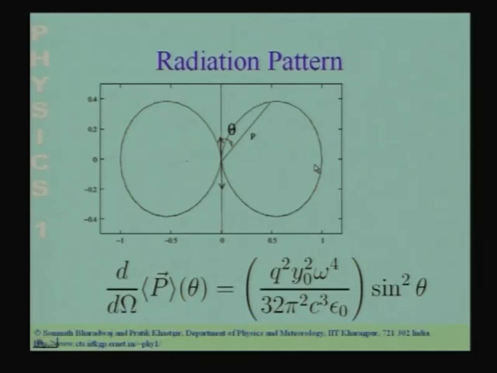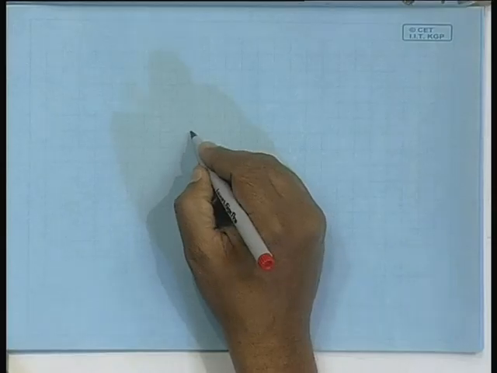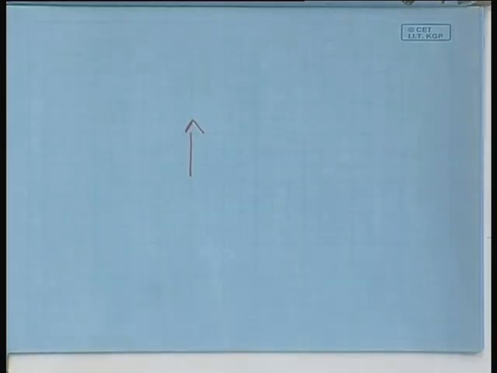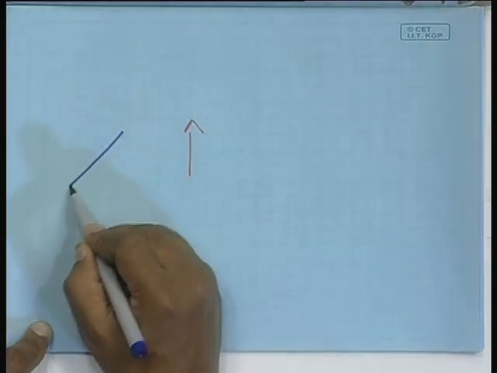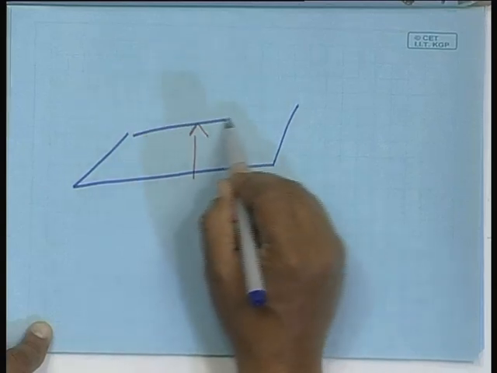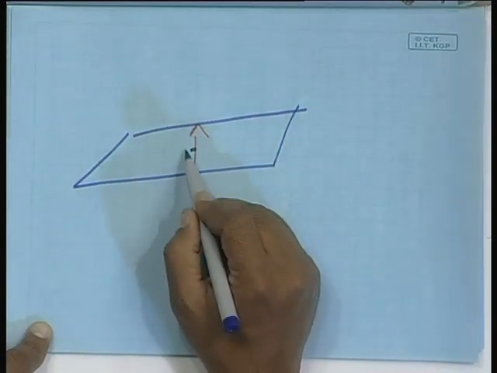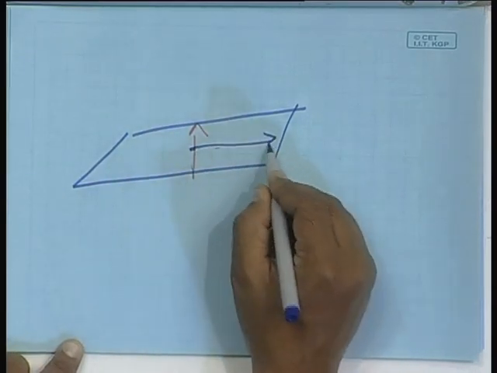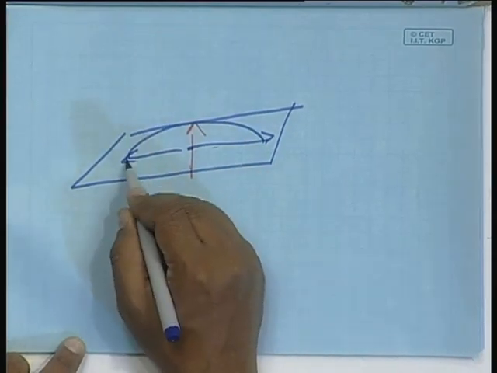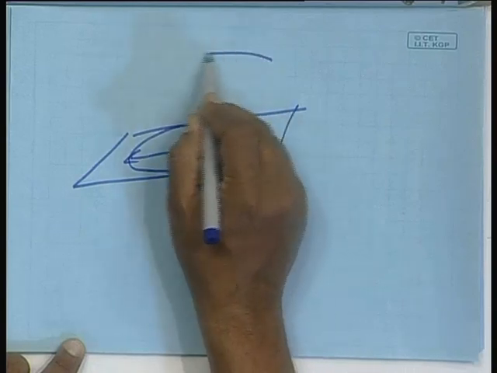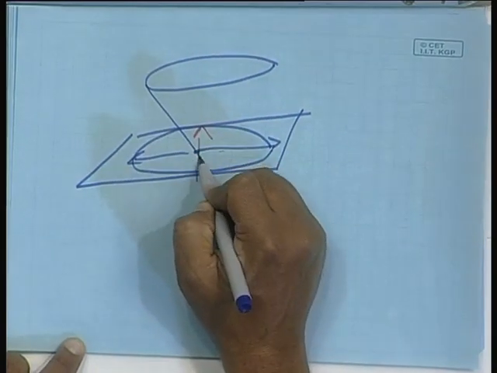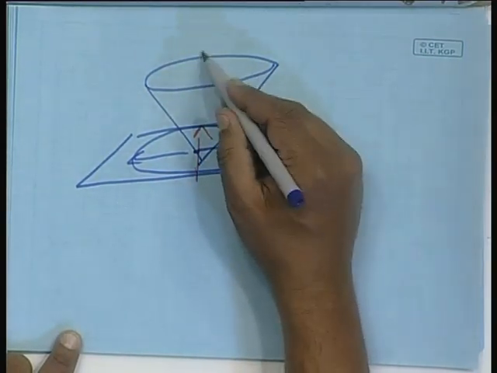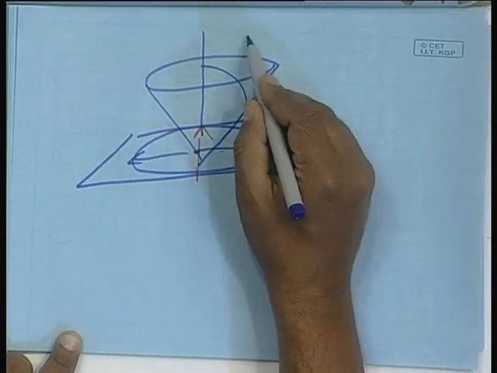You should also remember that the whole pattern is symmetric around the dipole. So, if the dipole oscillates up and down like this, and this is the plane perpendicular to the dipole, the whole radiation pattern is symmetric around this. It is maximum in all directions in this plane. And then if I consider a circle over here, which makes an angle theta, the amount of energy that is sent out per solid angle in this direction will fall by a factor sin square theta.